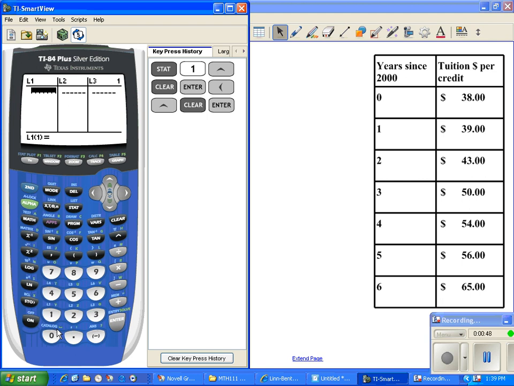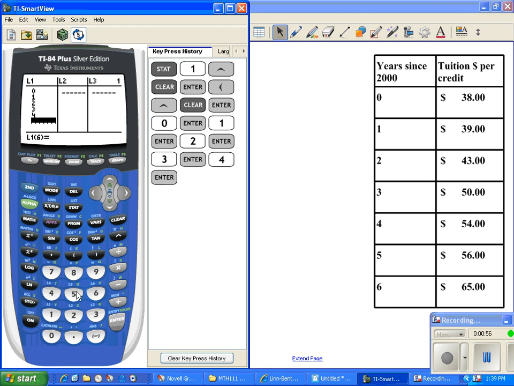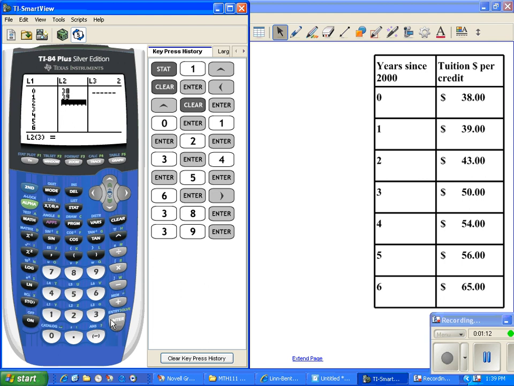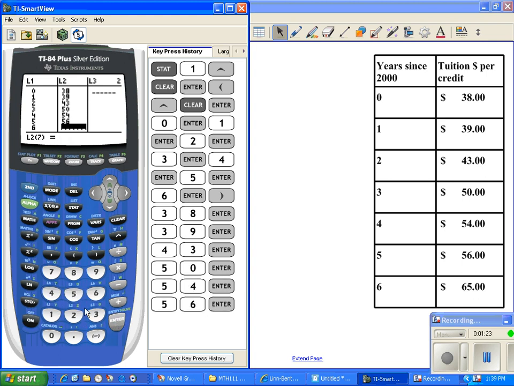So putting in my X values into list 1, I've got 0, 1, 2, 3, 4, 5, and 6. So again, I'd represent the years 2000 through the year 2006. And then in L2, I'll put in my Y values, my tuition. So $38, $39. Were any of you around when the tuition was this low? Okay, almost done. And then in the year 2006, tuition was $65.